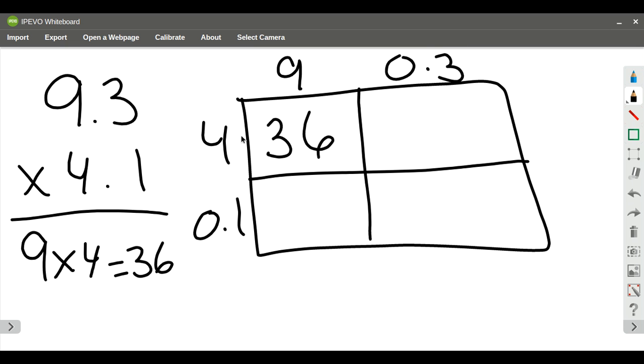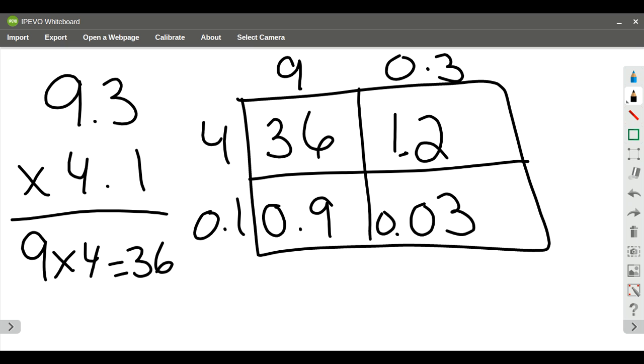4 times 3/10, so I'm going to do 4 times 3, which is equal to 12. One value behind the decimal here, so one value behind the decimal in my product to get 1 2/10. 9 times 1/10 is going to be 0.9. I can just move the decimal one place to the left. And then 3 times 1/10, so 3 times 1 is 3, but I need to have two values behind the decimal. So I'm going to need to put a 0 in front and decimal. So I have 0 and 3/100 because 1/10 of 3 is 3/100.